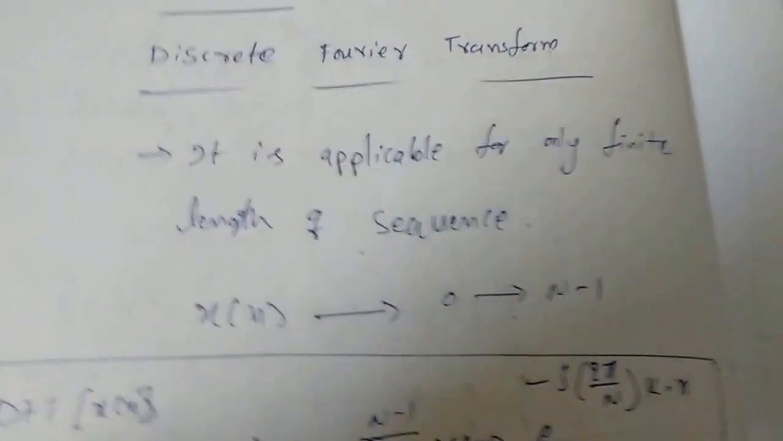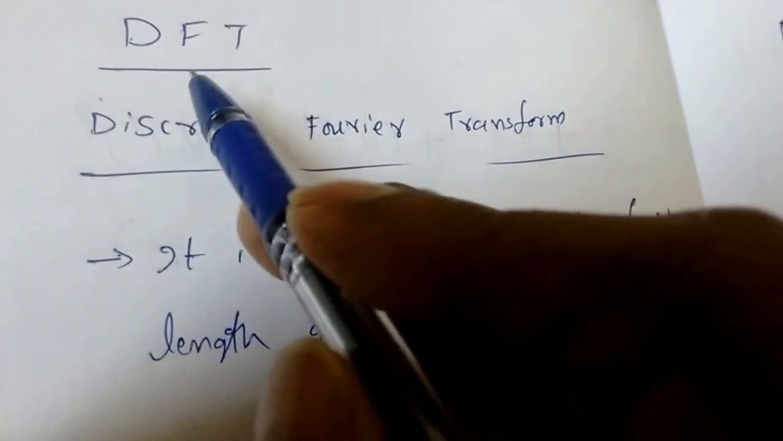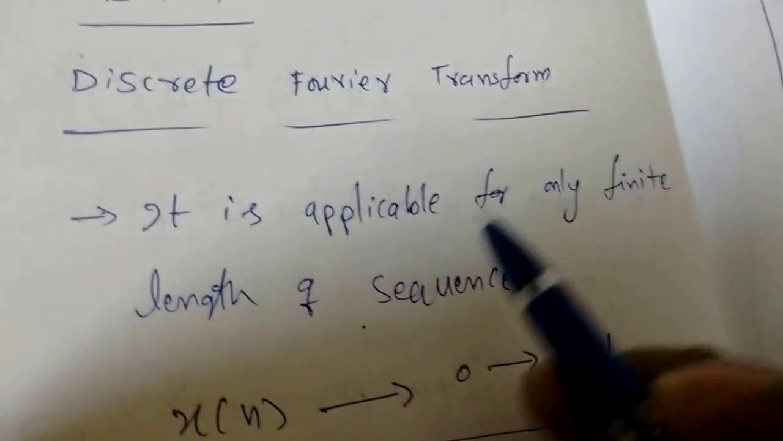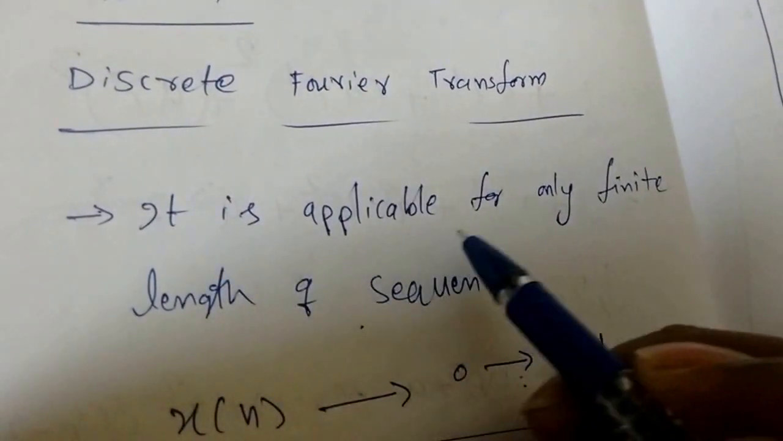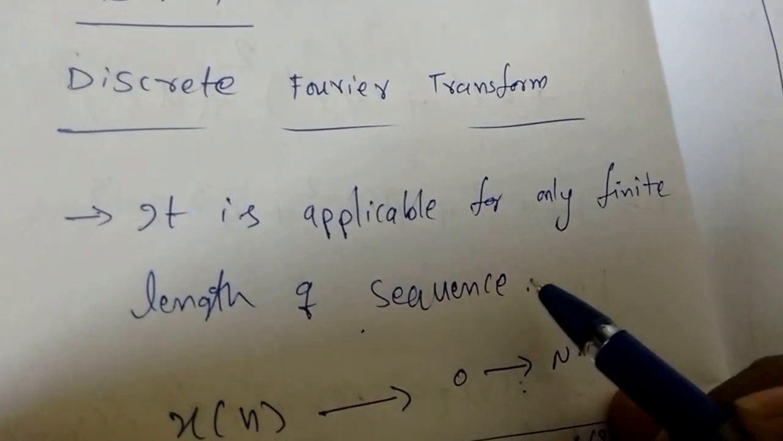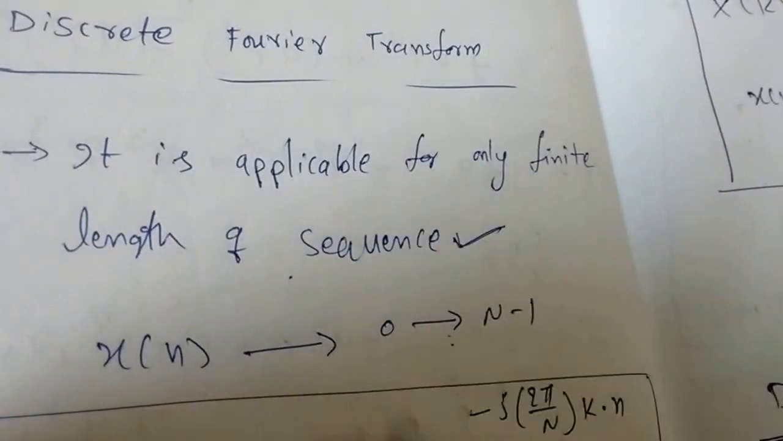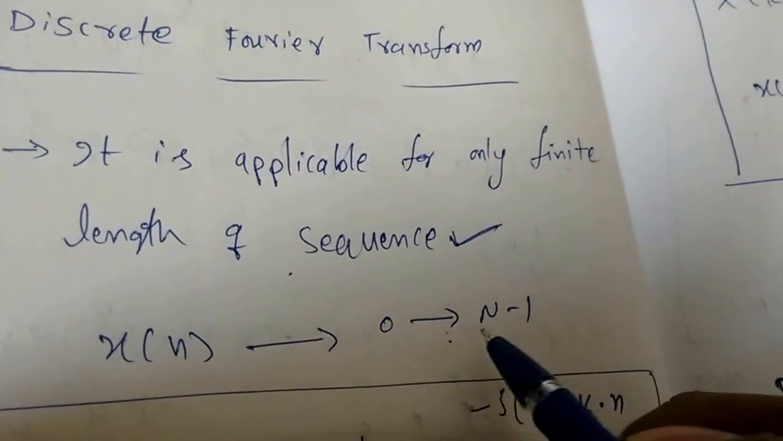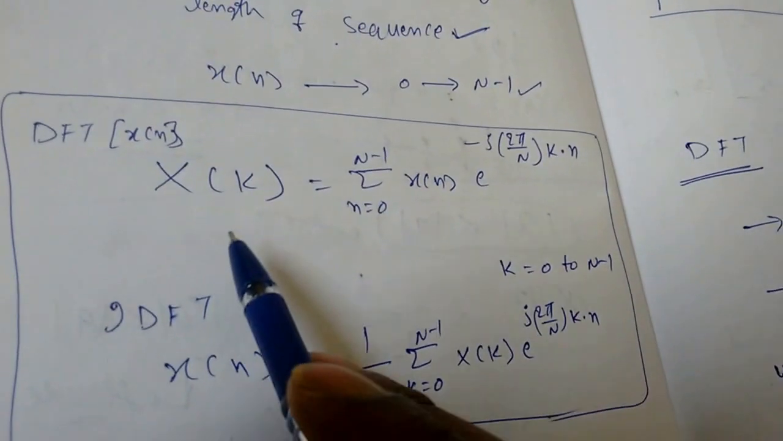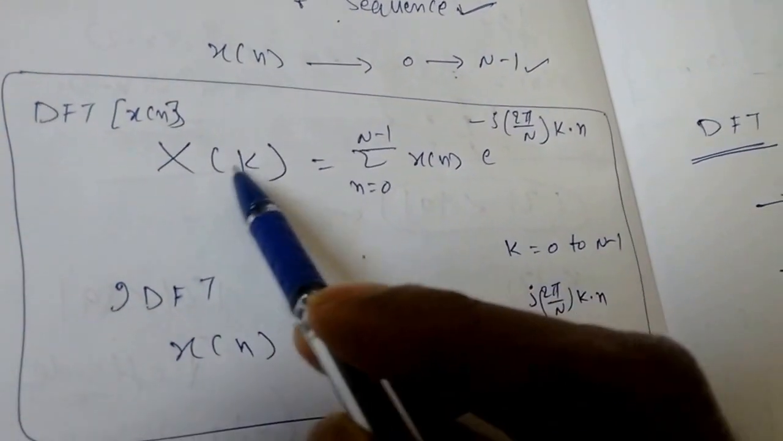Good morning everyone. In this lecture I'm going to discuss the discrete Fourier transform, the DFT. The first point is that it is applicable only to a finite length sequence. Remember, if it is an infinite sequence we cannot apply the DFT. That is, x of n should be defined for n from 0 to N minus 1. Now we'll see the transform pair, or DFT pair.